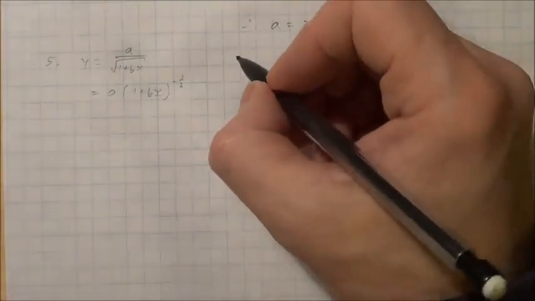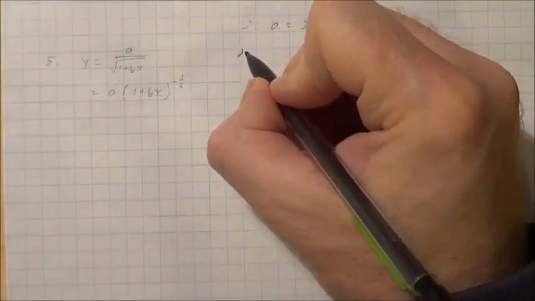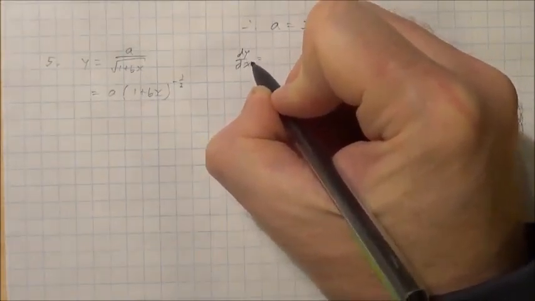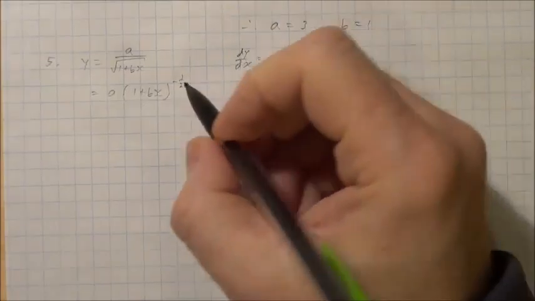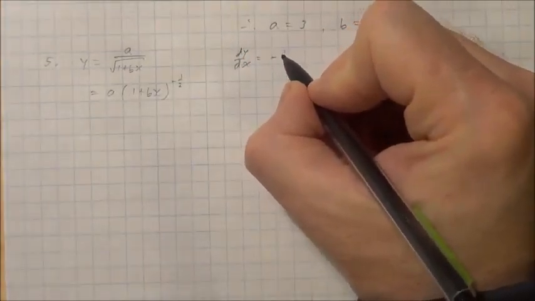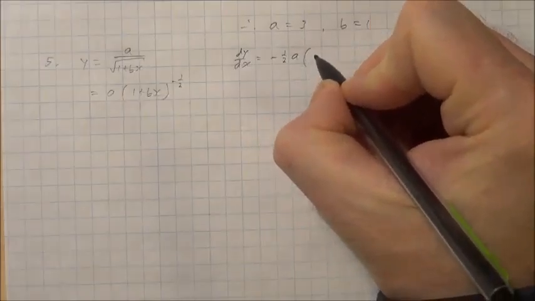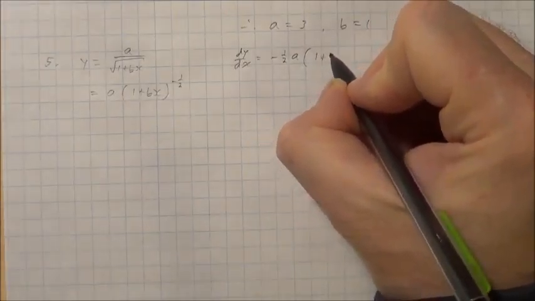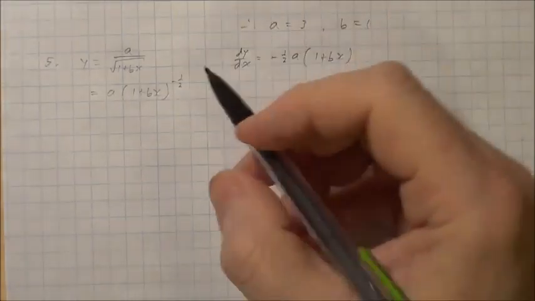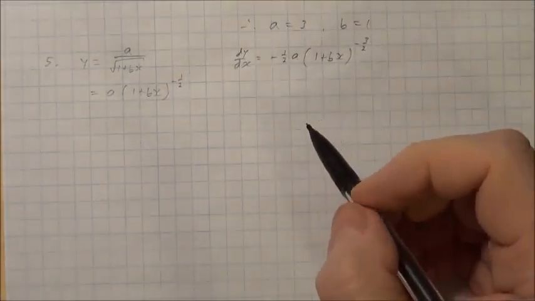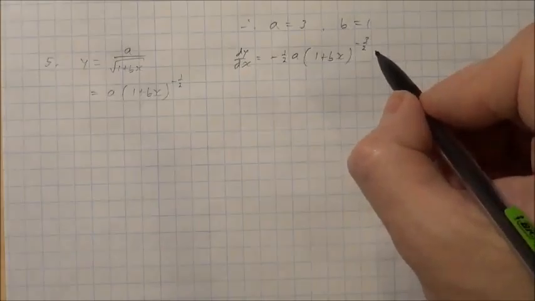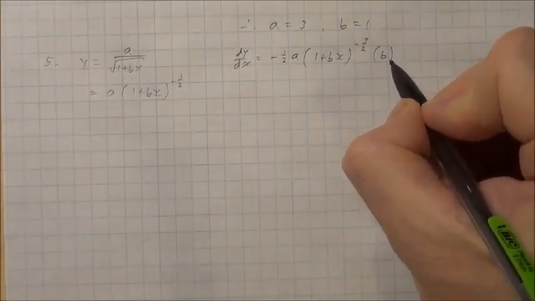And the derivative function I'll just do up here to save a little bit of room. So the gradient function, when I differentiate, I bring the negative 1/2 down in front, so I get negative 1/2 times a multiplied by 1 plus bx, and then I subtract 1 from negative 1/2 to give me negative 3/2, and then I go on the inside here and take the derivative of that, which just gives me b.